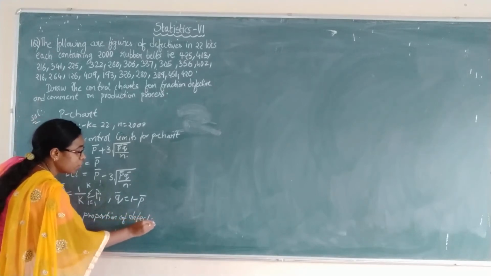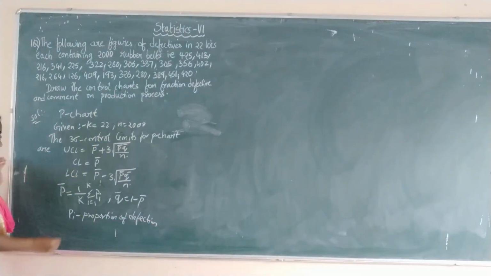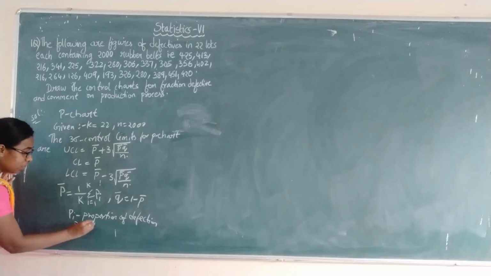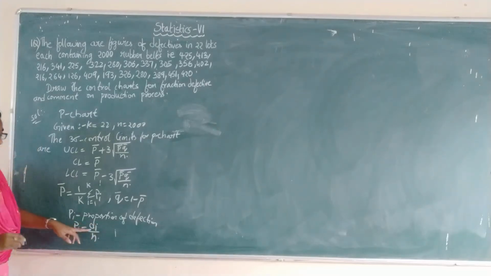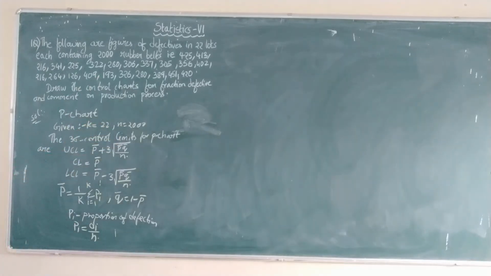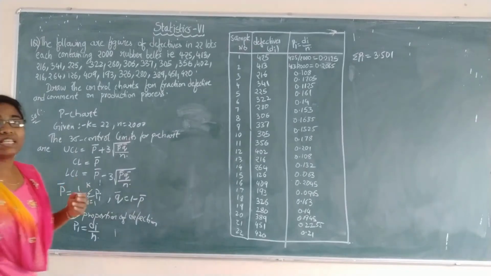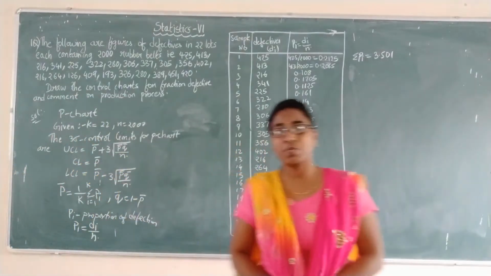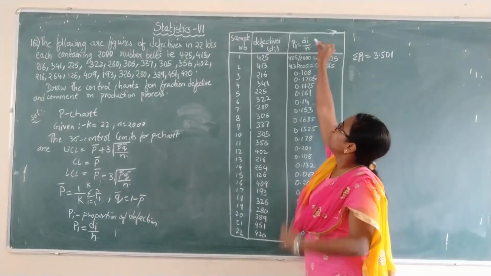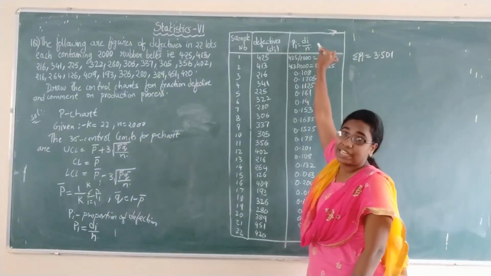In our question only DI values are given, that is the defectives. So first we need to find the P i values. What is the formula for P i? P i equals D i by N. The D i values, that is defectives, are already given in the question. N is the sample size, given as 2000. Now construct a table where we can find the P i and the P bar values. To find the P bar value, first we need the P i values. P i is the defectives divided by the number of units in the sample, that is P i equals D i by N.